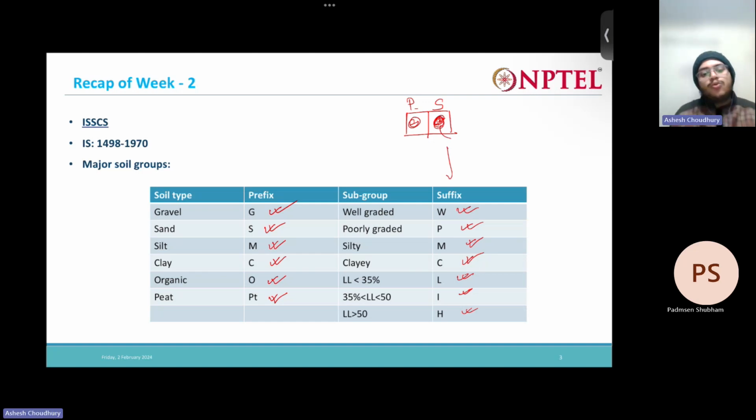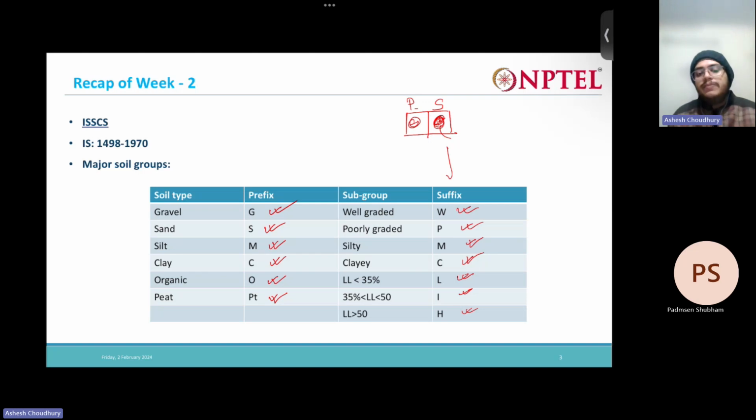Now, well graded and poorly graded, we'll see how to use these and where to use them, where to use well graded, where to use poorly graded, and how we can use these suffixes. So W, P, M, and C can be fully understood as well graded, poorly graded, silty, and clay. But what about the other three?